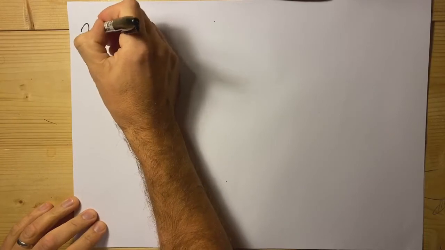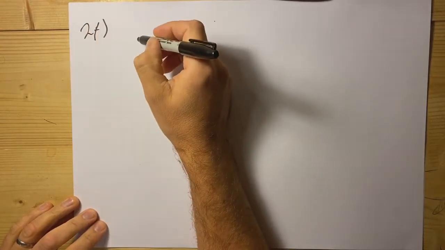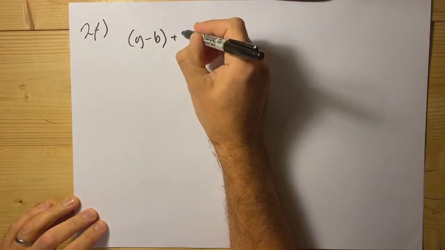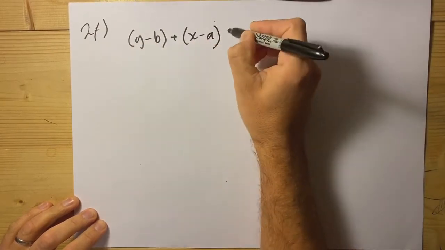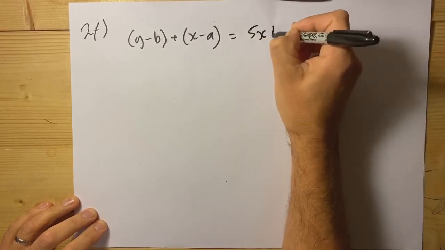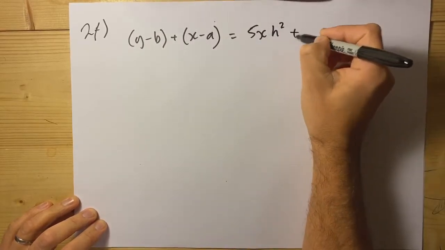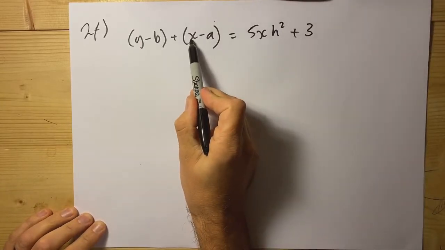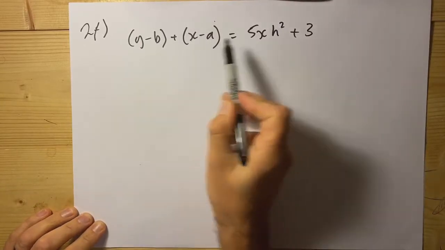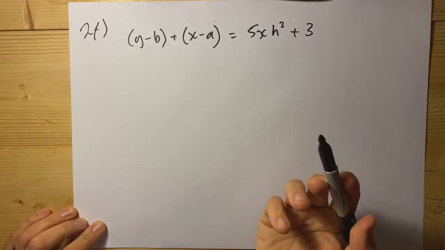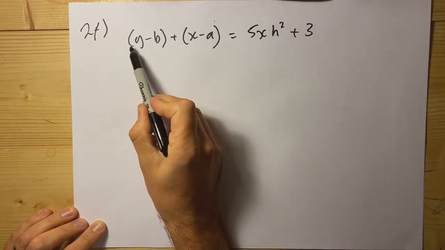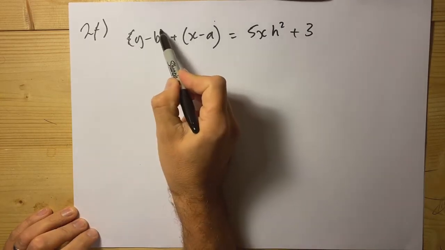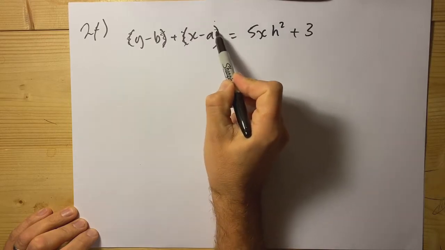So 2F, this one is, what do we start with? We have y minus (b plus x minus a) equals 5x h squared plus 3. Now, as normal, what we wanted to be able to do is put the two x terms on the same side of the equal sign, because that will help us simplify. And I tell you, the other thing here is these brackets are a complete red herring. They're not needed at all. So taking them away doesn't change the meaning at all of the equation.